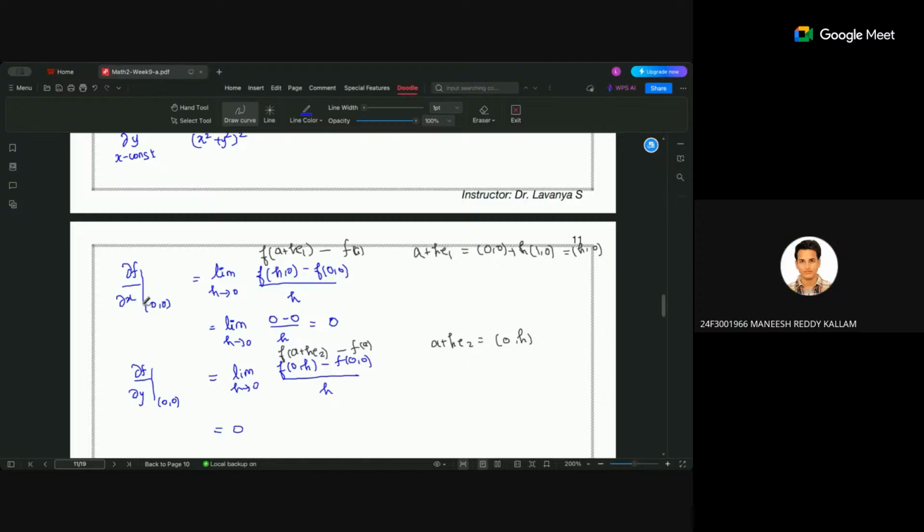Okay, it has nothing to do with the non-zero part. No. It is asked only to check at 0, 0. Yes. So we'll only check for 0, 0, and here we have got 0, so it exists and the value is 0. Yes. Okay, thank you, ma'am.